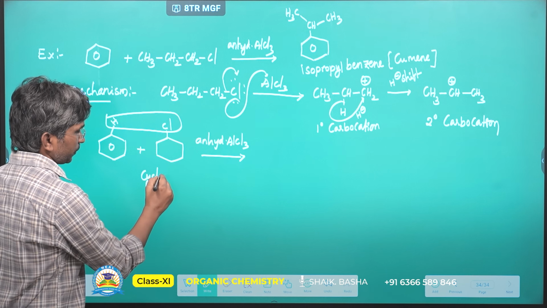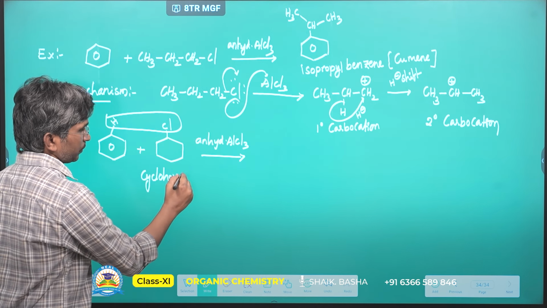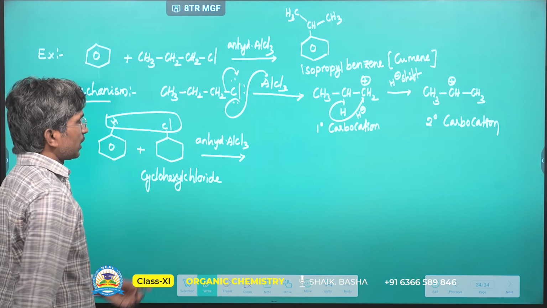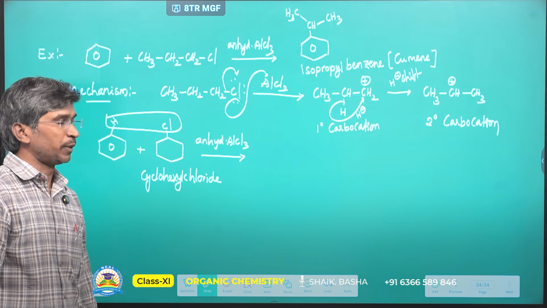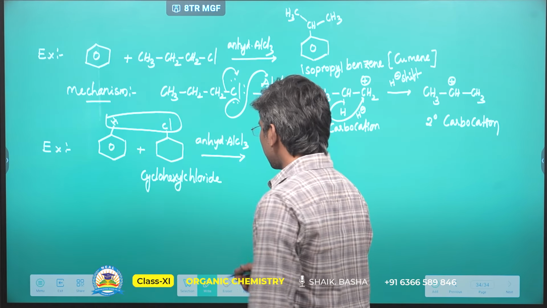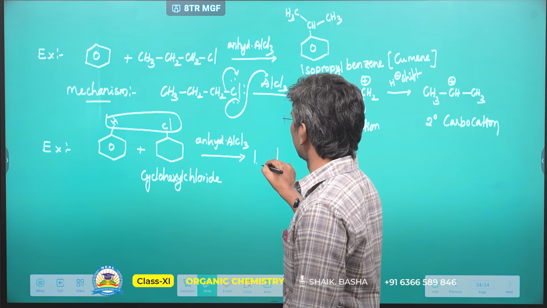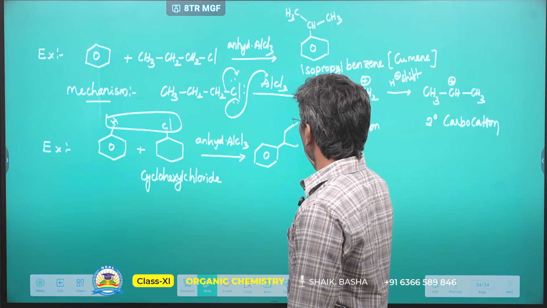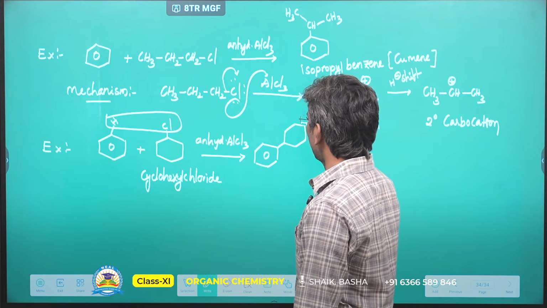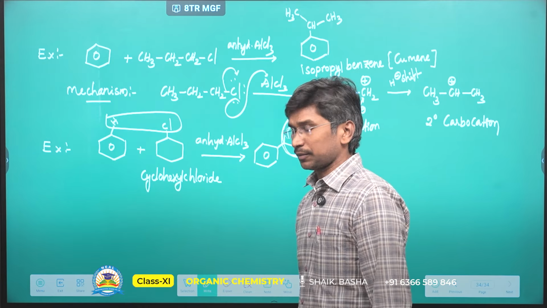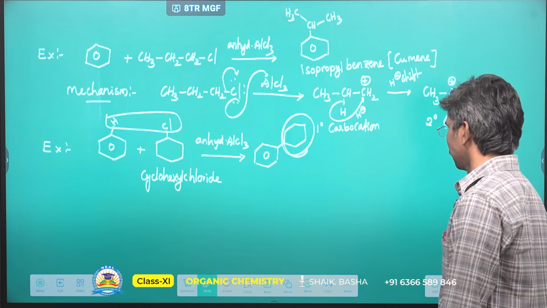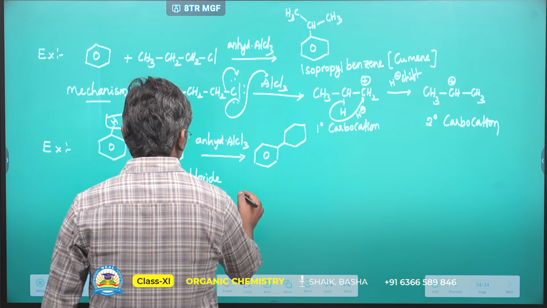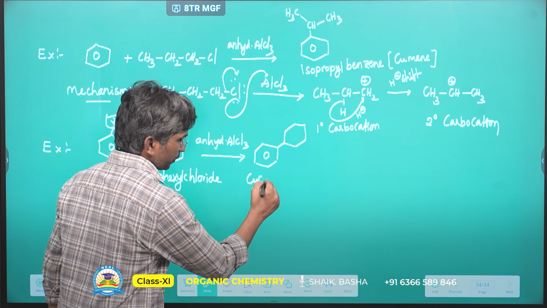Cyclohexyl chloride, or chlorocyclohexane is the IUPAC name. So the cyclohexyl ring is connected to whom? Benzene ring. Cyclohexyl group is connected to whom? Benzene ring. Cyclohexylbenzene is the product.